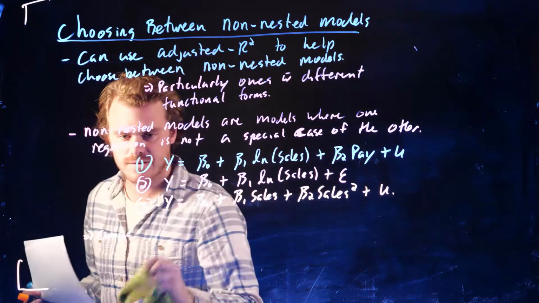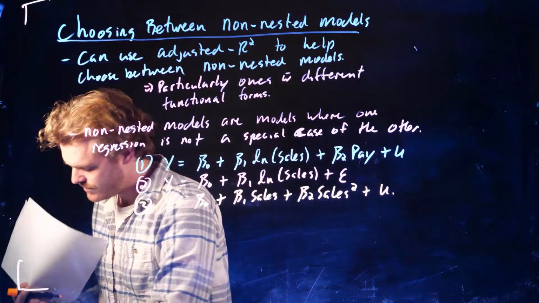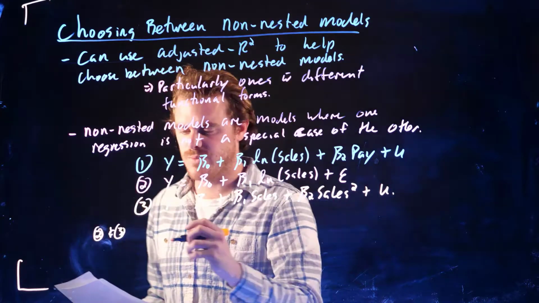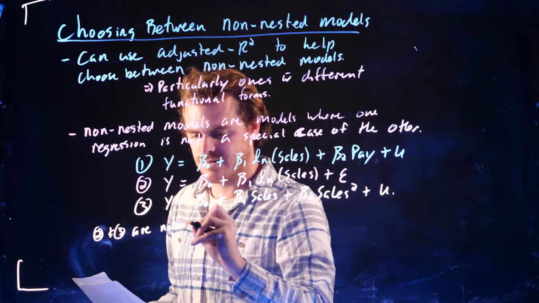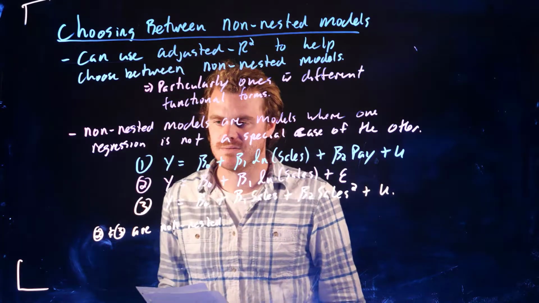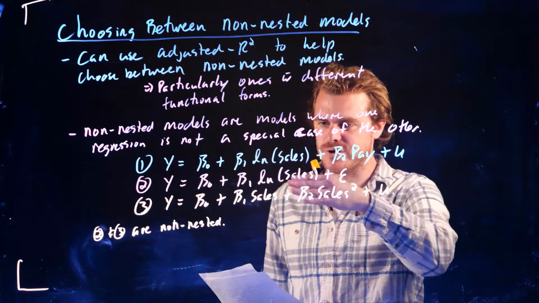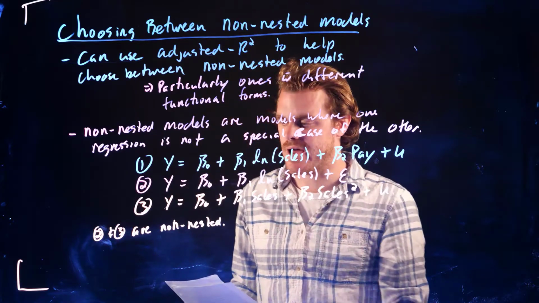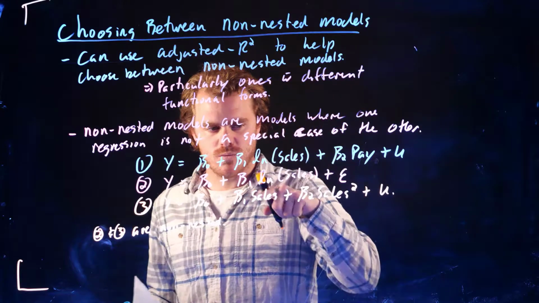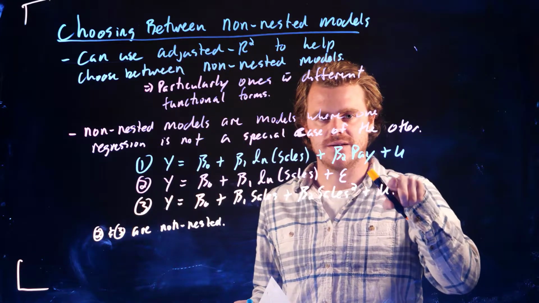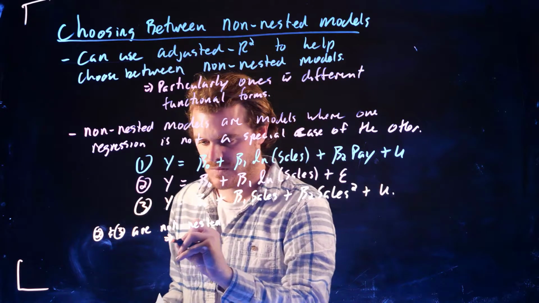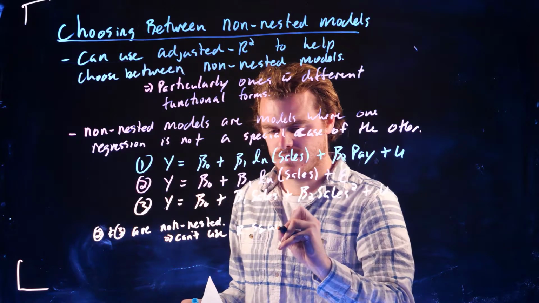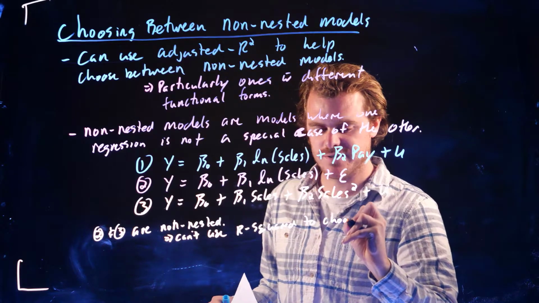So 1 and 3 as well are non-nested. So 2 is not a special case of 3. We're just capturing this relationship between sales and y in a different way than in regression 3, which is through this quadratic. It's hard to use R-squared to choose between these two models. So we can't use R-squared to choose between the models, because that doesn't seem fair, right?